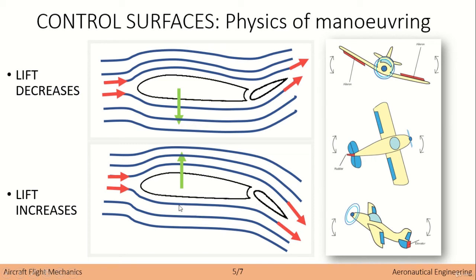It is quite intuitive. So in this case you can see that the aileron is downwashing the wind, okay, and therefore will produce an additional lift. And this additional lift will actually make the aircraft rotate.